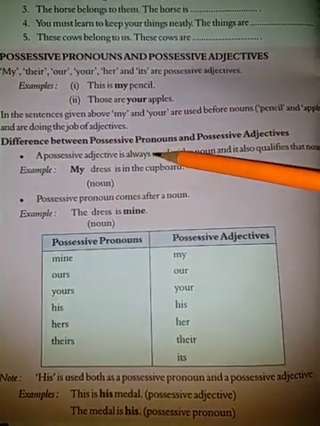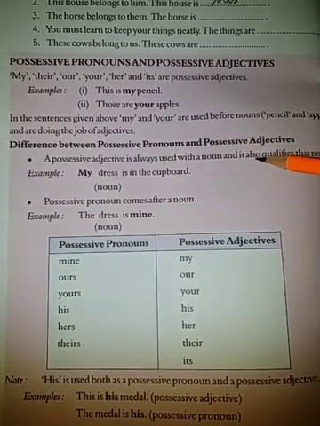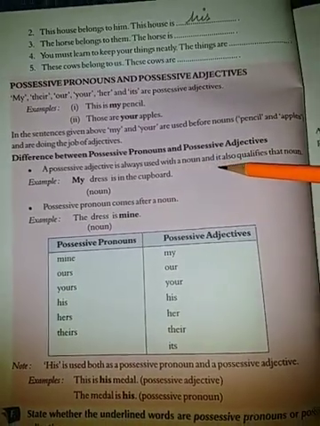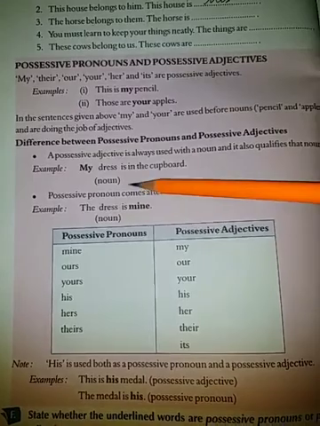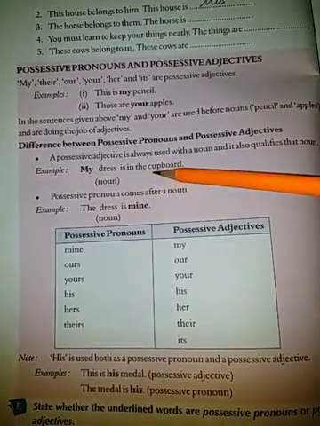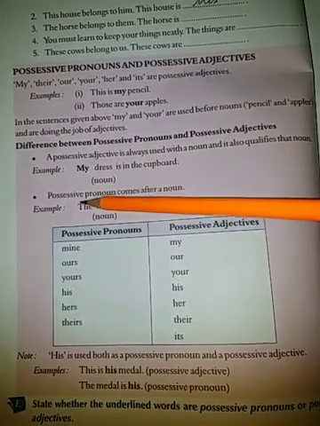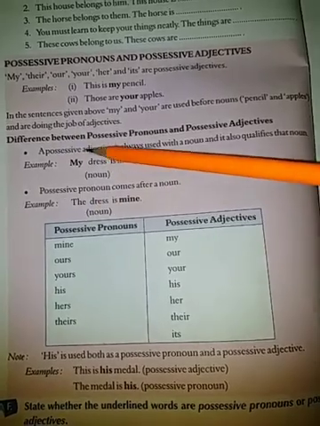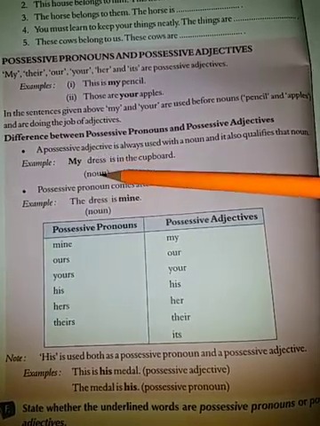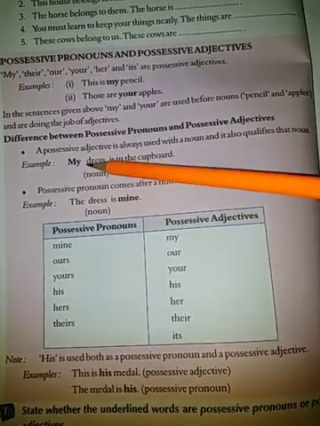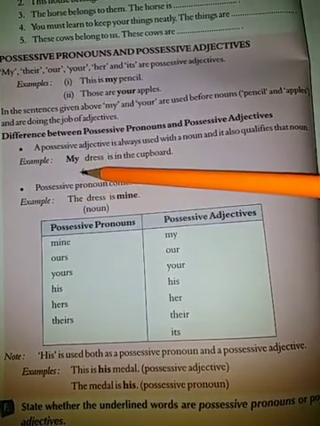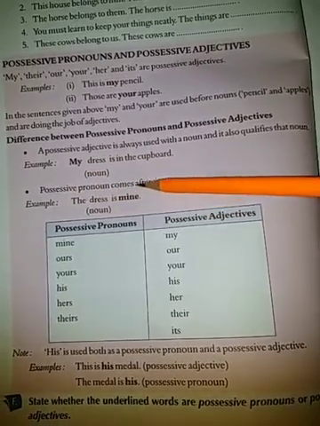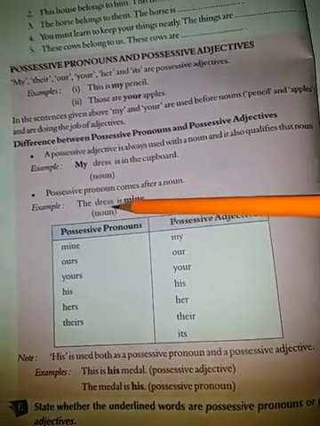Difference between possessive pronoun and possessive adjective. A possessive adjective is always used with a noun and it also qualifies that noun. Now here you can see, my dress is in the cupboard. Here my is used as a possessive adjective because dress is the noun and my is before the noun. A possessive pronoun comes after a noun. Here, the dress is mine.